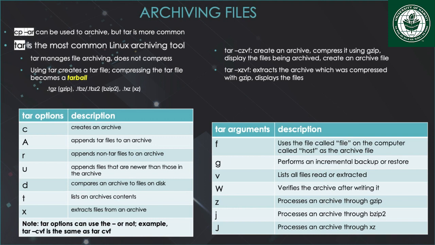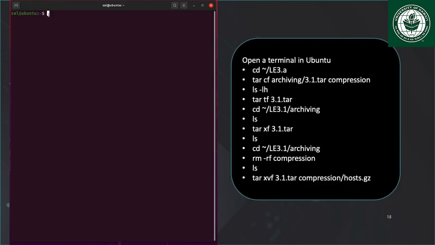Now, V is like verbose, but you really need to know the Z, J, and capital J arguments as they relate to archiving and compressing the archive file using the gzip, bzip2, and xz compression algorithms respectively, which we just went over. So there are a lot of options and arguments with tar. So we'll do a lot of exercises.